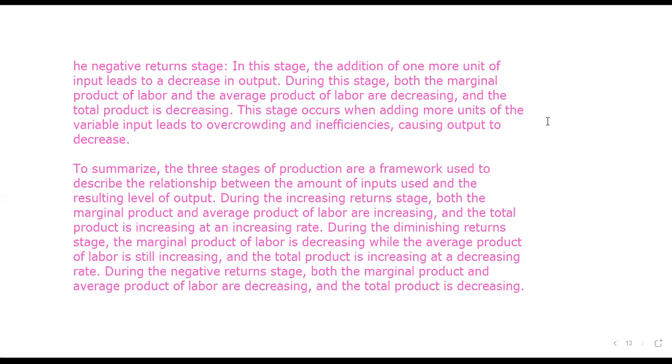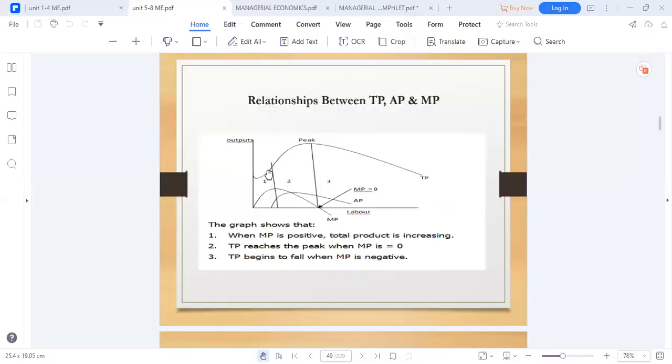So to summarize, the 3 stages of production is simply a framework that we use to epitomize the relationship that exists between the inputs and the outputs. During the increasing stage, both the marginal and average product of labor are increasing. Even the total product is increasing, as we saw in the graphs. So everything is increasing. But in the second stage, when you add 1 additional unit, these 2 guys are now declining. This guy is still increasing.